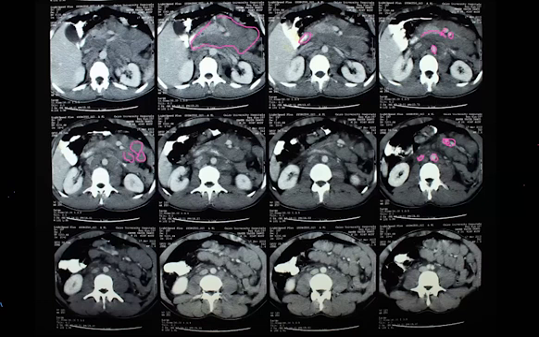What would strengthen the diagnosis of a lymphoma? What would you like to look for? The spleen. You would like to look for the spleen, whether it's enlarged or not.